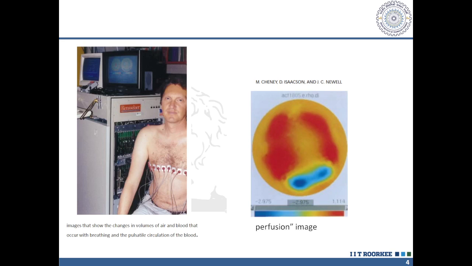So in the image part there are two parts. The upper part is the heart image, and the bottom part is the lungs image. I will tell you something before telling about this image. There are lungs on the bottom side, and the heart on the upper side.